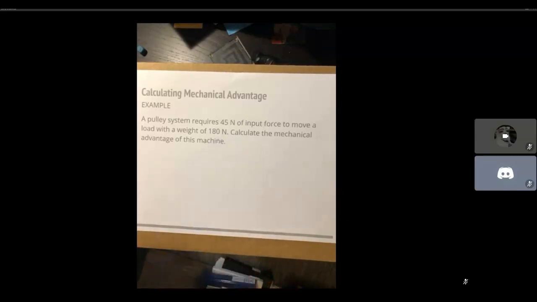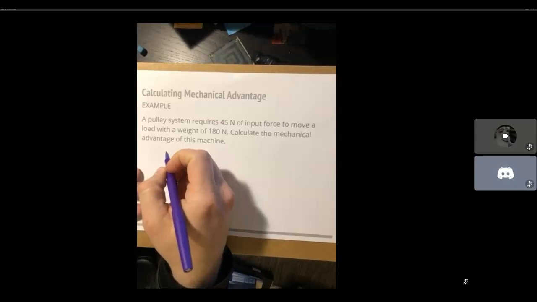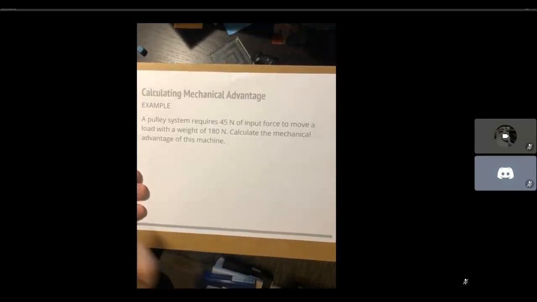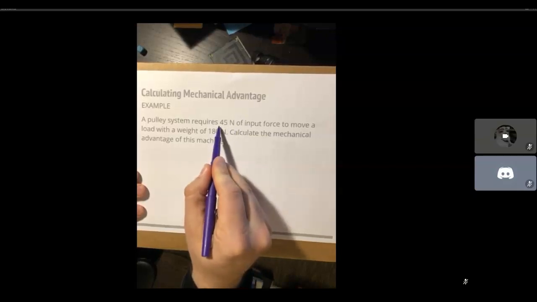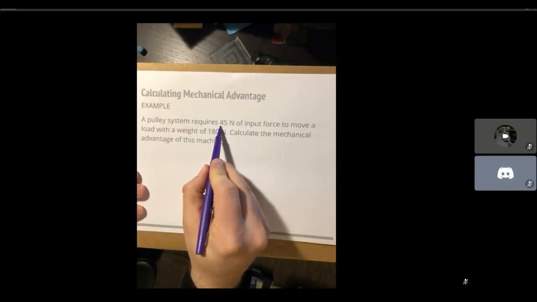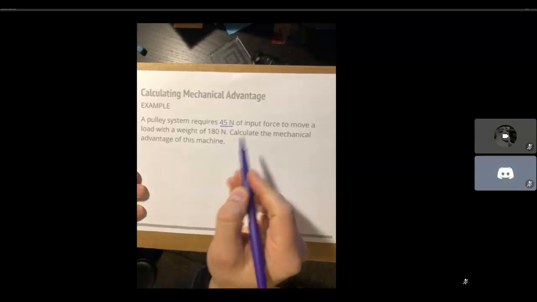Okay, so we have our first question here that says a pulley system requires 45 newtons of input force to move a load with a weight of 180 newtons. Calculate the mechanical advantage of this machine. Now, when I do calculations, I like to get myself organized, and normally in class we would have taken some time to sort this out. What I like to do is get some clues from the question. Don't just go for the numbers, right? Go with what's associated with the numbers as well. 45 newtons, but what comes after that?